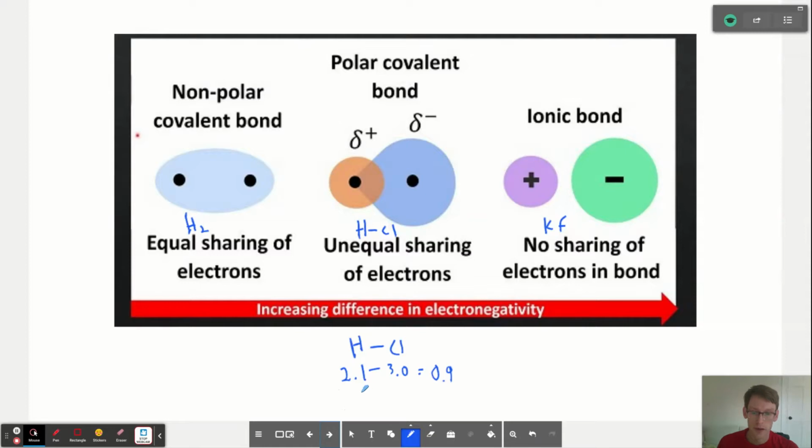You may have learned in biology that water is polar, and that has to do with the fact that hydrogen has an electronegativity of 2.1 and oxygen has an electronegativity of 3.5. So that difference is 1.4, and we can say that water is very polar, hydrogen chloride is a little bit less so in the bonding, and you can tell from the electronegativity difference.